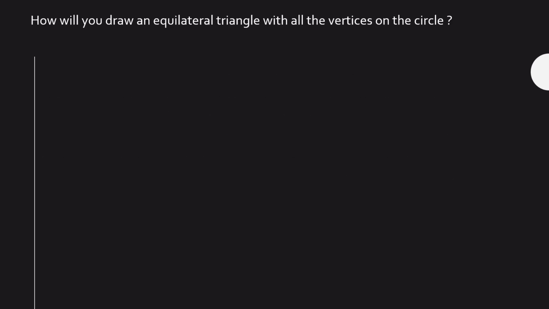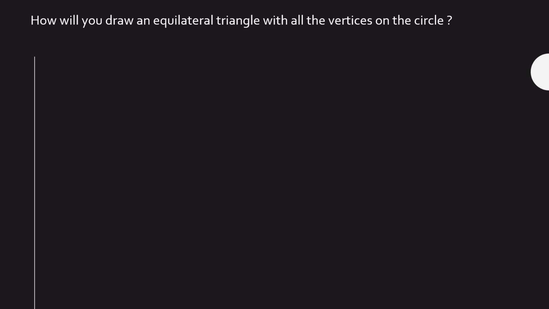We all know how to draw two equal chords from a point on the circle. Then join the sides, you will get an isosceles triangle. So I know all of you know how to draw the isosceles triangle. My question is, how will you draw an equilateral triangle with all the vertices on the circle? We need the equilateral triangle whose three vertices are on the circle.